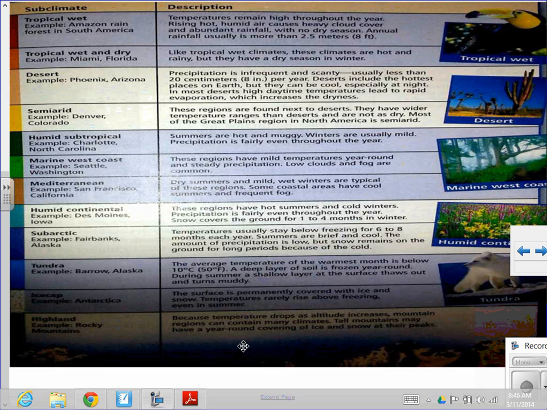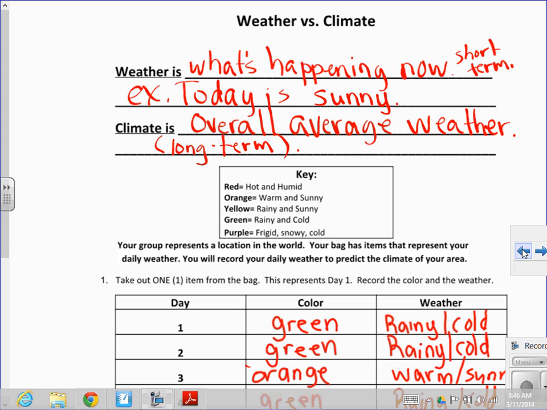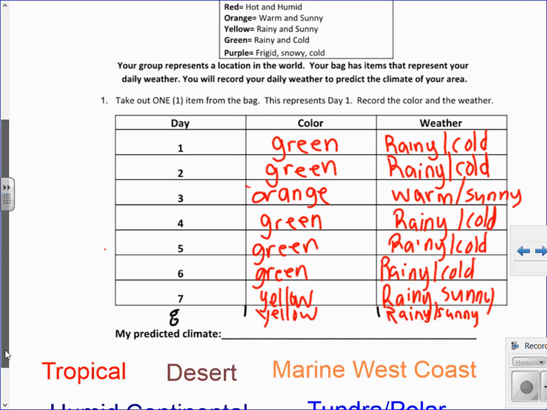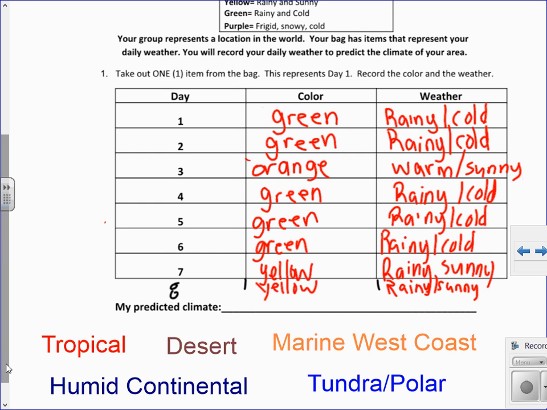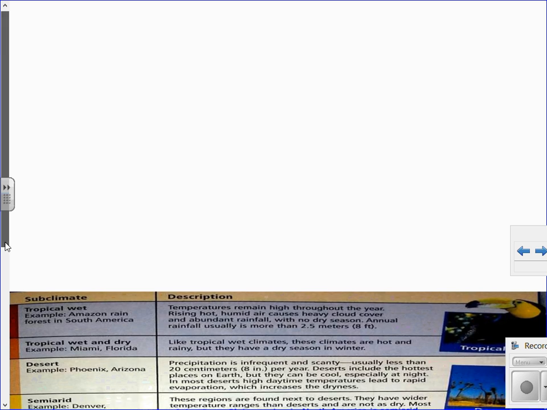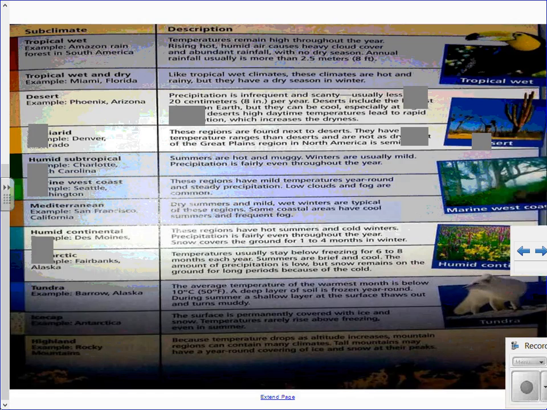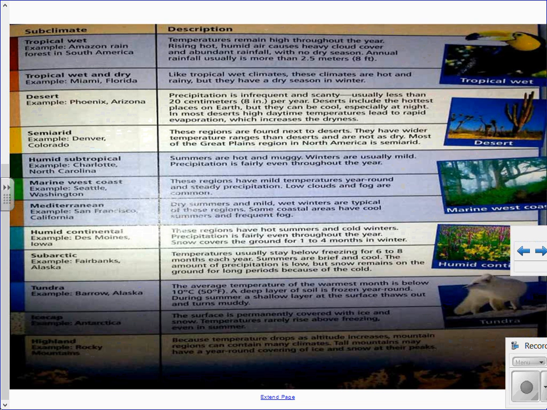All right, so on your A127, quiet, you have a page that looks like this. Notice it has the 5 climates. You have tropical wet, desert, marine west coast, humid continental, tundra, also known as polar. You right now are going to talk with your group. You're going to analyze your data that you have here under the weather. Analyze means you're going to make sense of it, correct? Interpret it. Use that to decide which one of these your climate is. Go ahead and do that now.